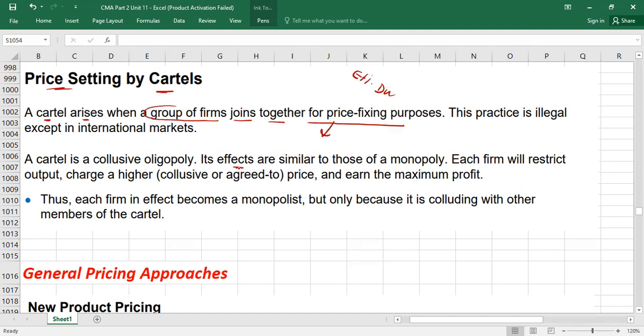Its effects are similar to those of a monopoly. Obviously, if you fix the price by joining hands with each other, it is like a monopoly. Each firm will restrict output, they will not supply more product. They will restrict their supply, charge high prices and earn the maximum profit. This is what is called price setting by cartels. But you should remember the definition of price setting by cartels.